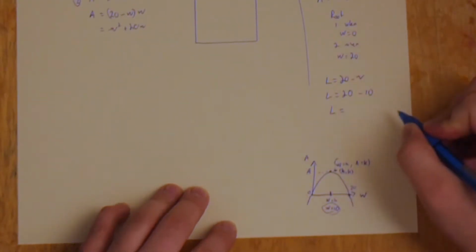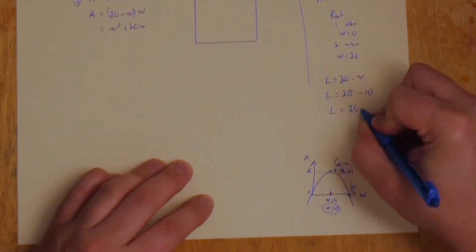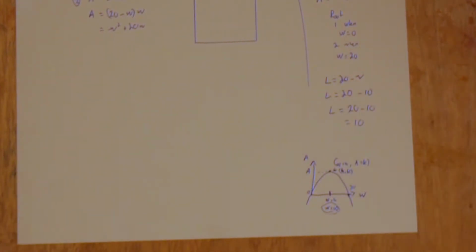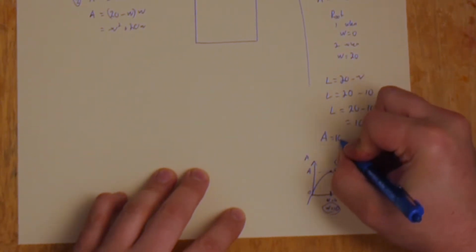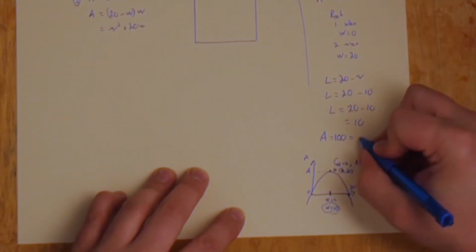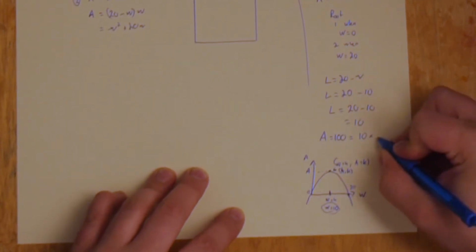So our L value at maximum is 20 minus 10 equals 10. So we know it's a square. We know that the area is 100, and it's done so by a length of 10 by a width of 10. Okay? So we're going to treat this like a rectangle instead of a square.